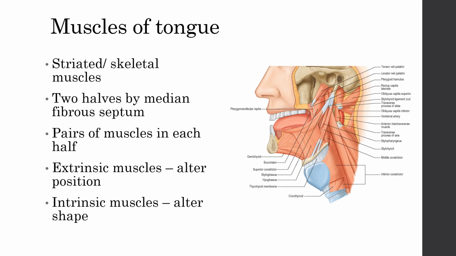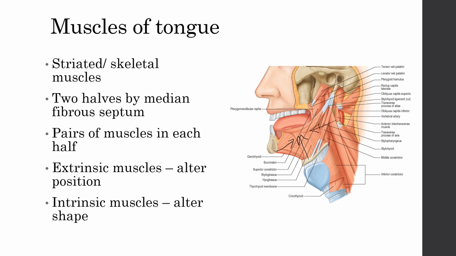Coming to the structure of the tongue. Now the tongue is mainly made up of muscles. These muscles are striated muscles and they are arranged in two halves. So these muscles are paired and the two halves are separated by a median fibrous septum. Now in each half of the tongue there are two types of muscles: extrinsic muscles. Extrinsic muscles means they have origin from outside. They come from any bone present outside the tongue, and they are inserted in the tongue.